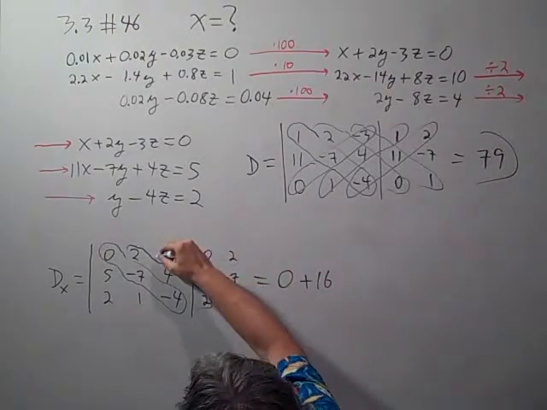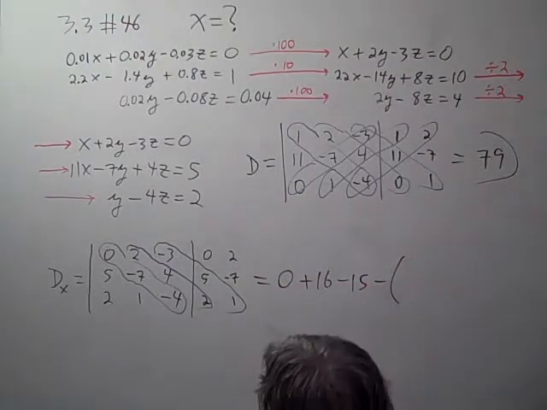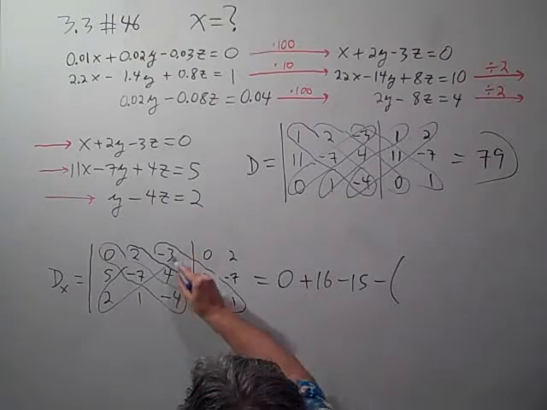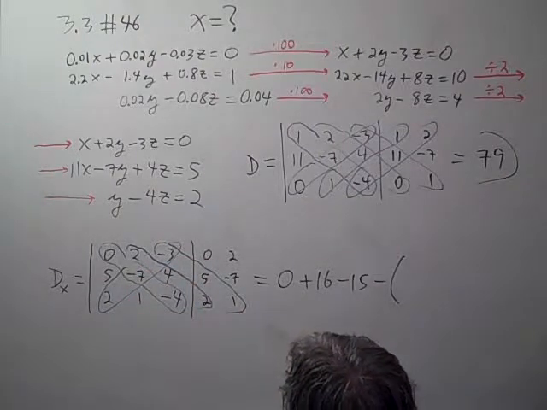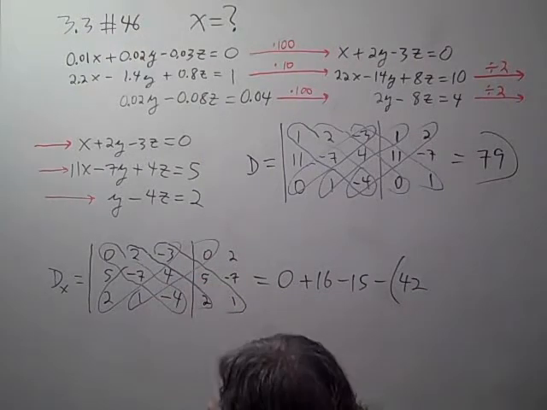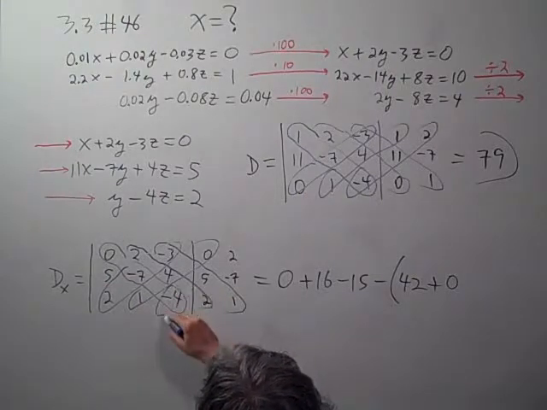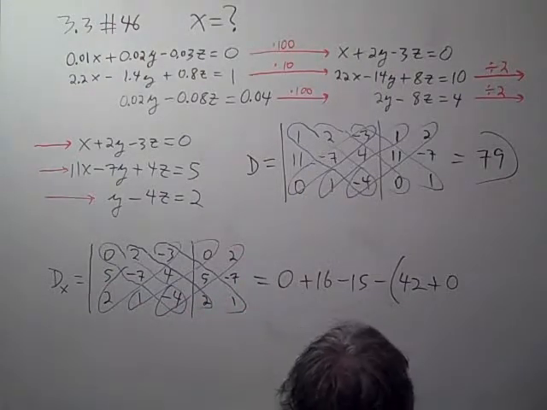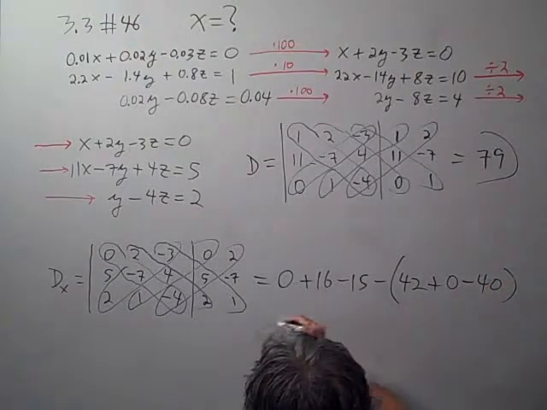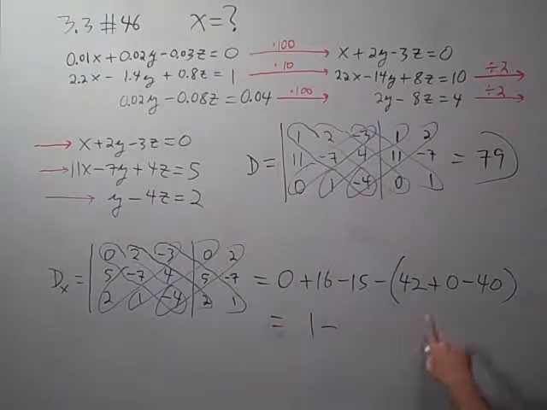And finally, negative 3 times 5 times 1 is negative 15. And then subtracting the diagonals going the opposite direction, we have 2 times 7 times 3 is 42. We've got 1 times 4 times 0 is 0. And we've got negative 4 times 5 times 2 is negative 40. So d sub x here is equal to 16 minus 15 is 1, minus 42 minus 40 is 2, so minus 1. Therefore, we know what x is.